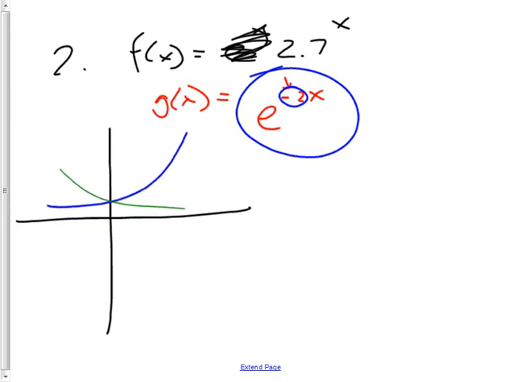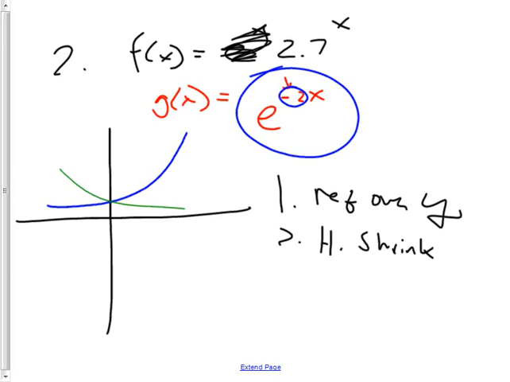Here's the parent one. Here's the new one. Now, what changes did you make? Well, they wanted you to make a list, and you did a reflection. Over which axis did we go over? Over the y. And the second thing we did was a scrunch. There's a more official name for that. Horizontal shrink. Very good. Horizontal shrink. Okay.